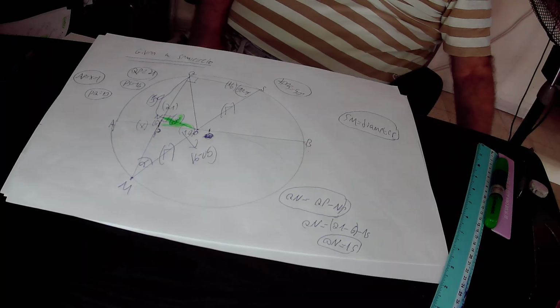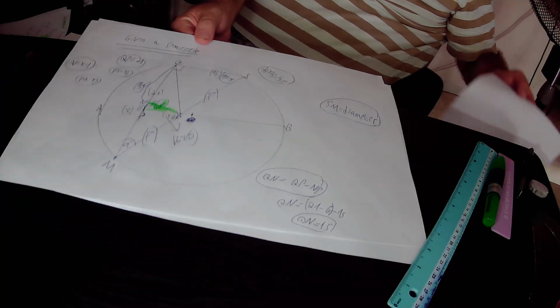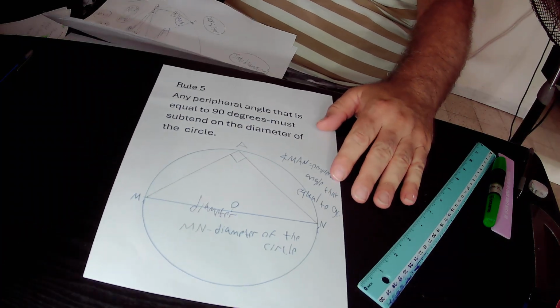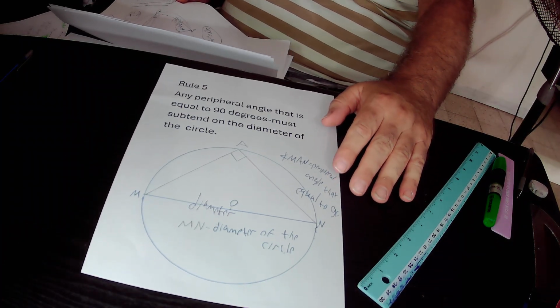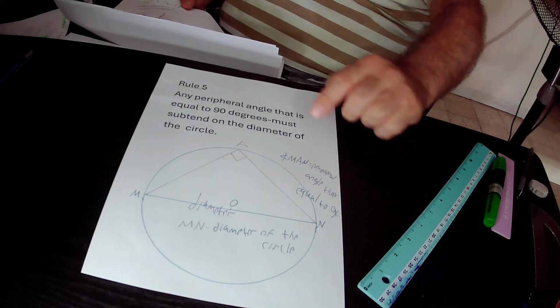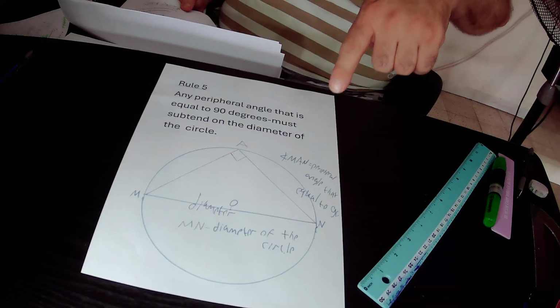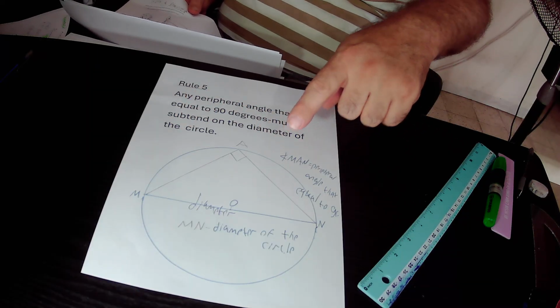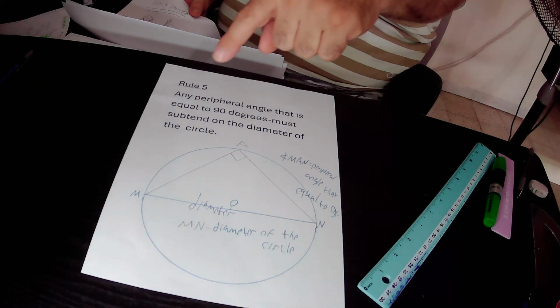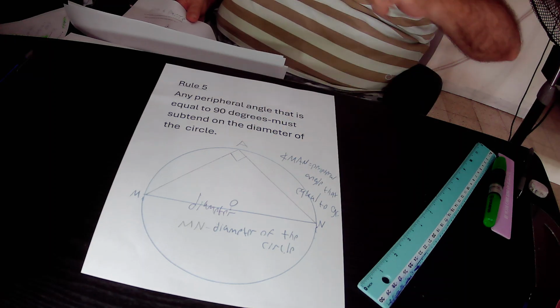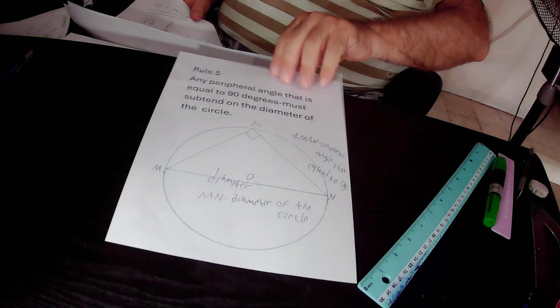So here you can implement Rule 5, let's repeat quickly Rule 5. According to Rule 5, any peripheral angle that is equal to 90 degrees in size must subset the diameter of the circle. So in the drawing you have a circle. Inside this circle we have peripheral angle MAN that is equal to 90 degrees in size, and therefore peripheral angle MAN must subset the diameter of this circle. Here MN is the diameter of this circle. So we can implement Rule 5 in our drawing.